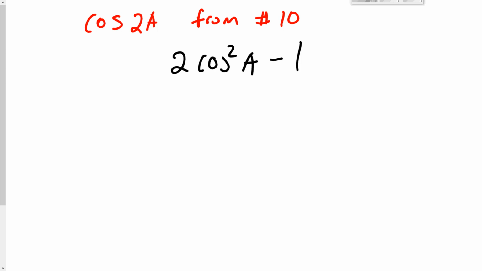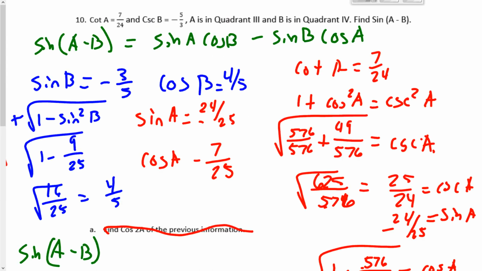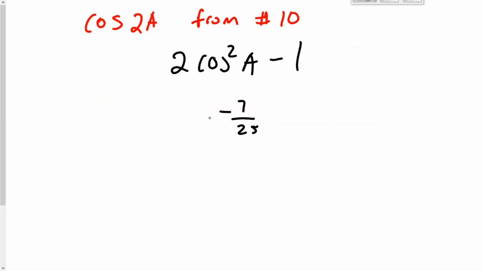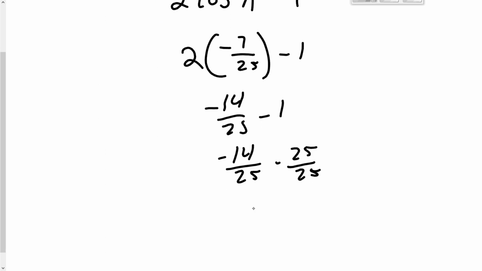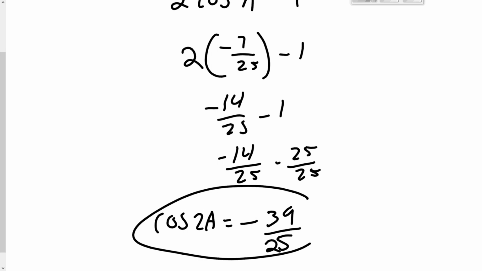So we can use that formula because we know cosine of A is negative 7 over 25 from our previous problem. And so we use our double angle formula. So we get negative 14 over 25, and we're going to subtract 1, which is 25 over 25, which is negative 39 over 25. And so there's cosine of our double angle of A. You could also do the other two formulas as well, but that's cosine of the double angle. So that one's done. Now we can look at our next one.